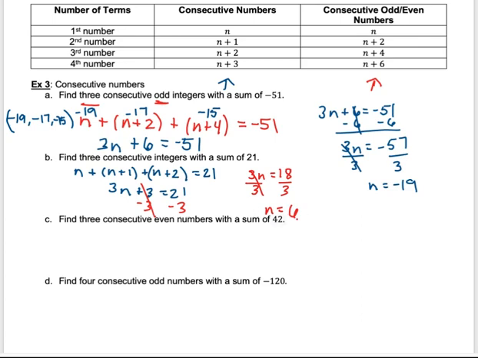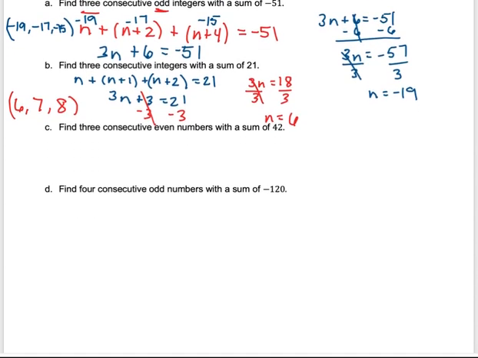So I have my first consecutive integer. I need the next two. So I'm going to add 1 to 6 and I get 7. Add 2 to 6 and I get 8. And those are my 3 consecutive integers that give me 21 if I add them together. You can check your work by going back and adding them up, to see if they give you 21. So I have 6 plus 7 is 13, plus 8 is in fact 21. So that is my answer.